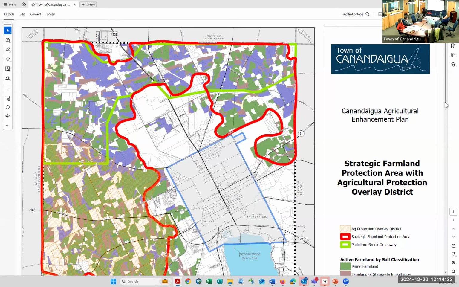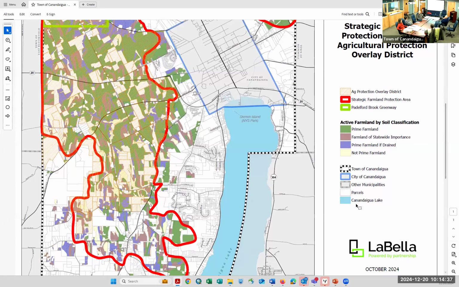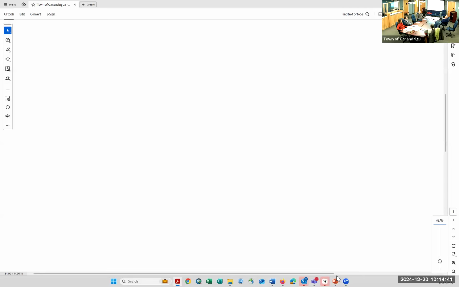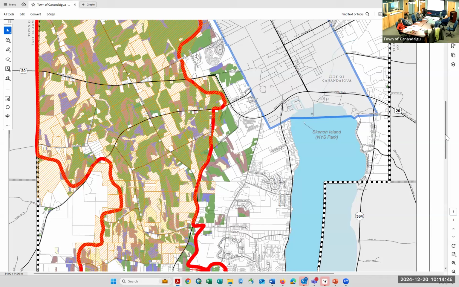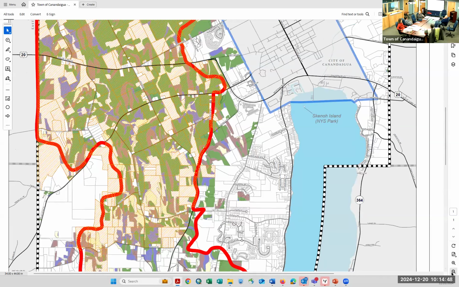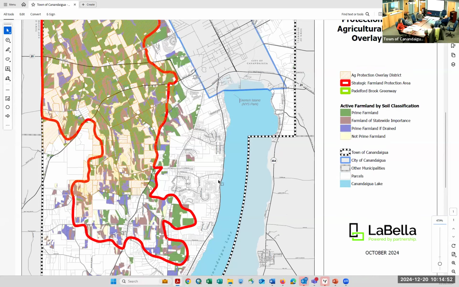So far, has it become an issue? It hasn't been tested yet. It's been 6 years. Not 6 years, only 2. Yeah, this one's new. The Ag Protection Overlay District Law was passed in 2022. These maps are from 2017, 2018. No, it could have even been 2016.